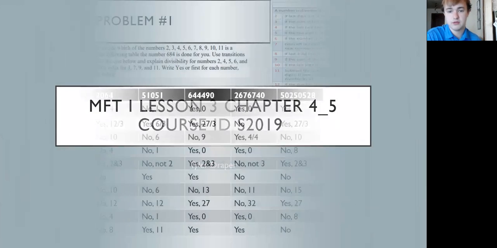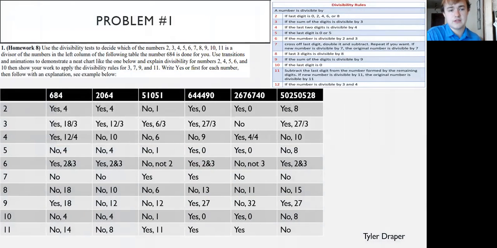Problem number 1, it says use the divisibility test to decide 2, 3, 4, 5, 6, 7, 8, 9, 10, and 11. We're just going to go over 684 here. The rest, I have all the rules posted.